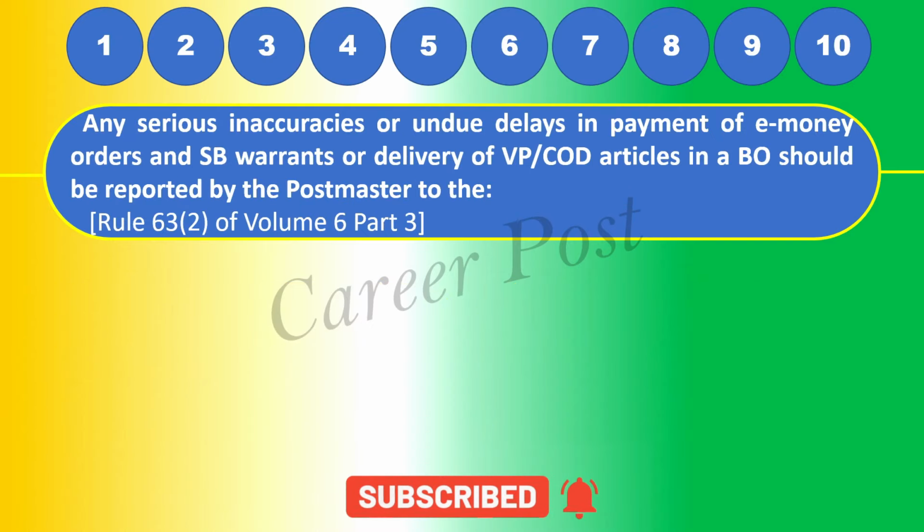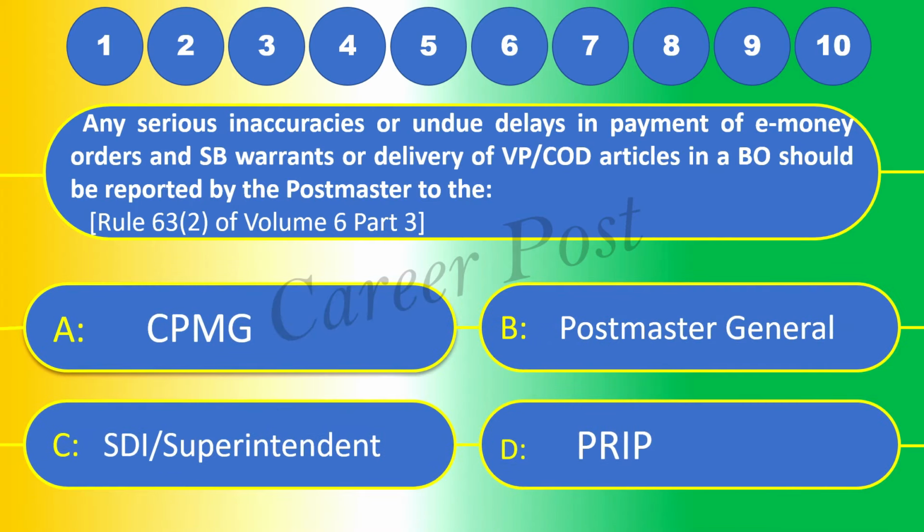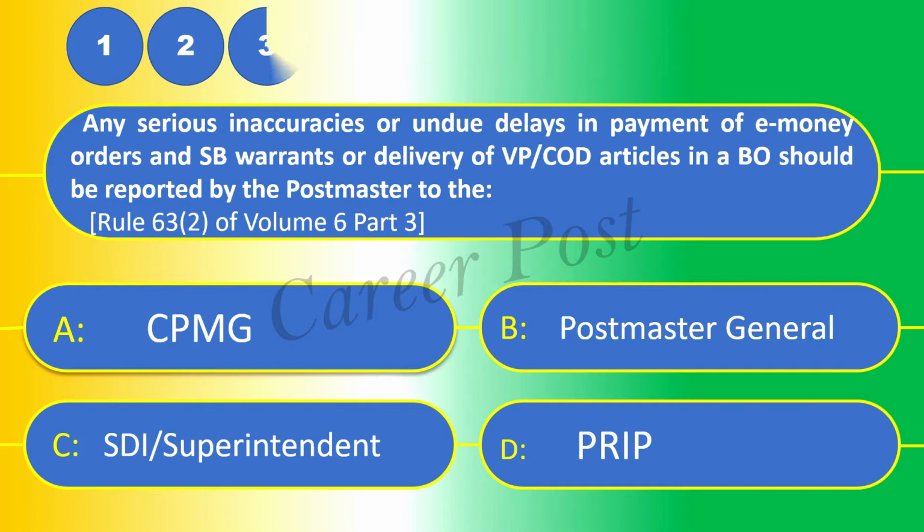Any serious inaccuracies or undue delays in payment of e-money orders and SB warrants or delivery of VP COD articles in a BO should be reported by the postmaster to, Rule 63.2 of Volume 6 Part 3. A. CPMG. B. PMG. C. SDI or Superintendent. D. PRIP. Your time starts now. Say suppose any serious inaccuracies, that means wrong things, or undue delay in payment of e-money orders or SB warrants or delivery of VP COD articles in a BO. In such a case, the postmaster has to report to SDI or superintendent as the case may be.